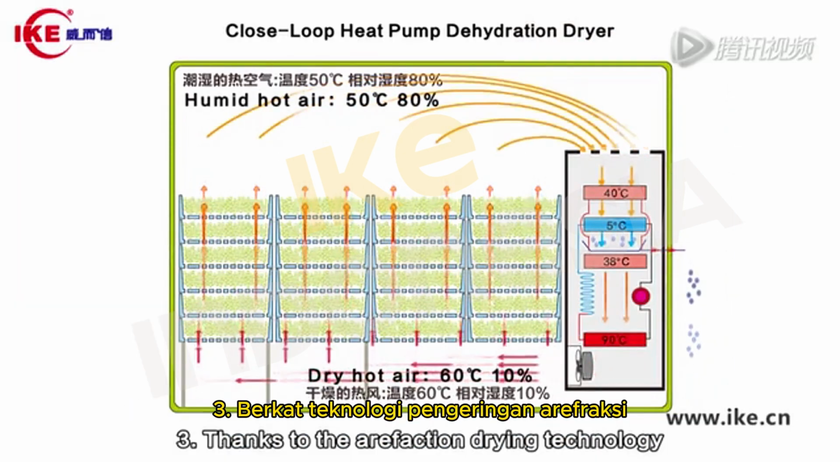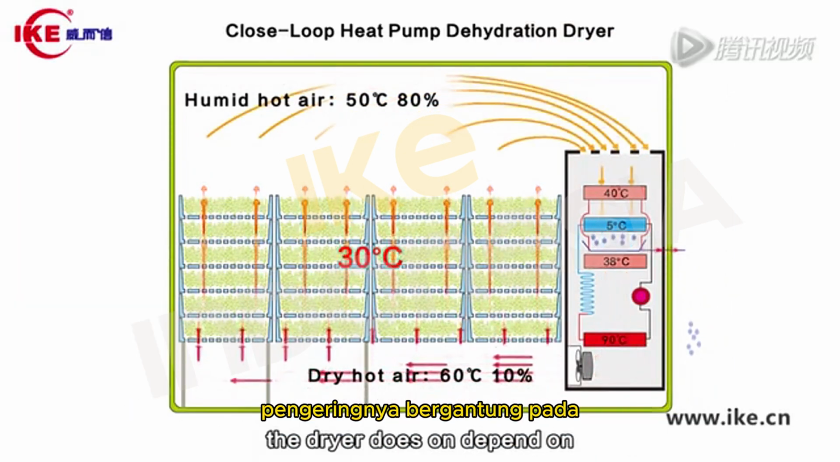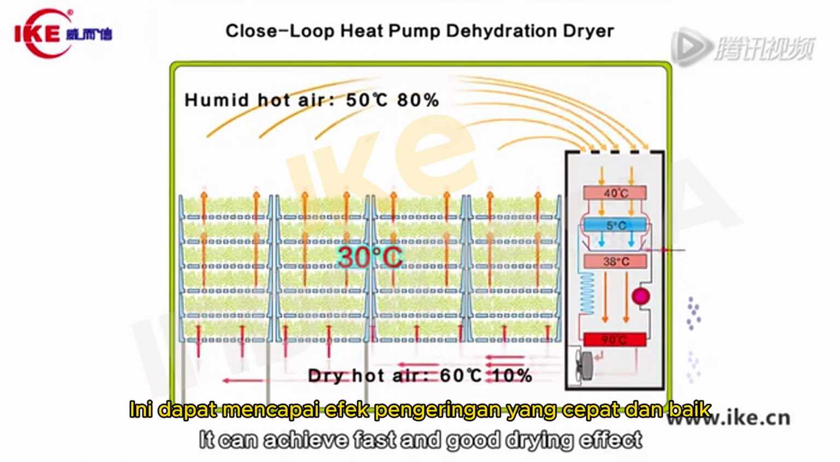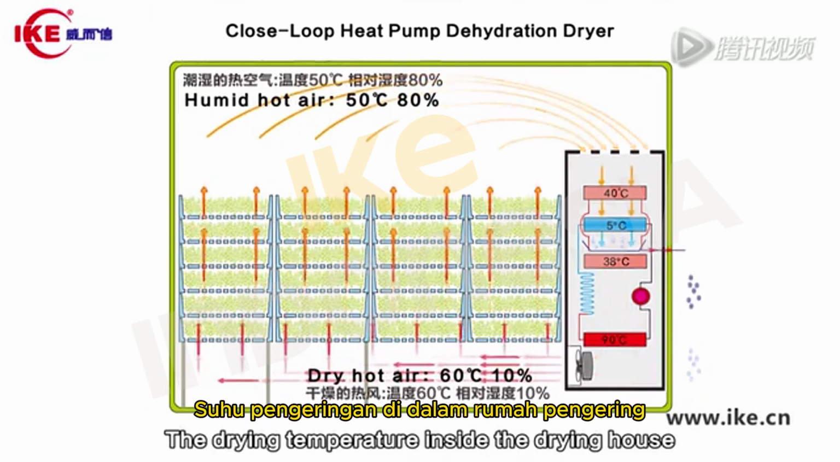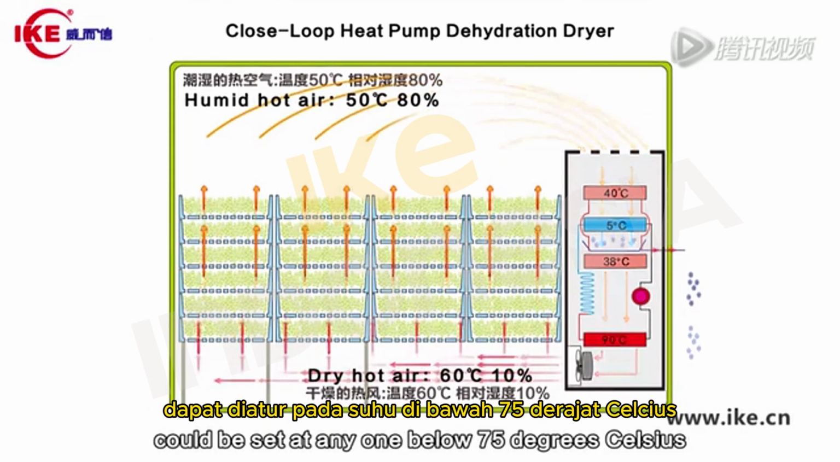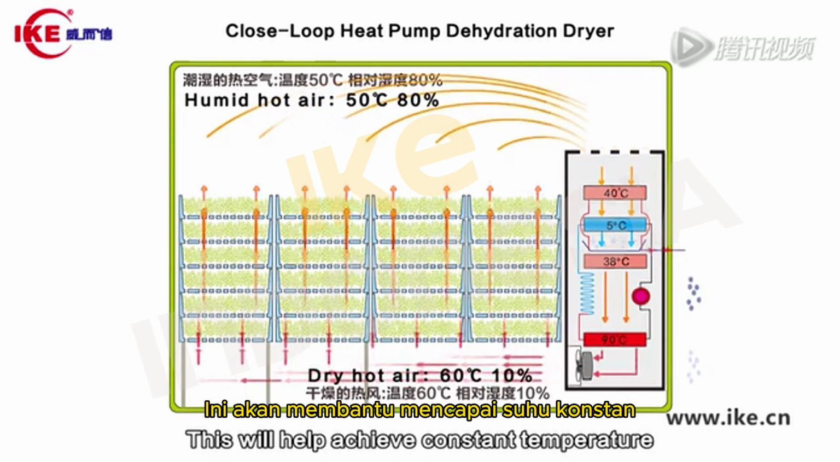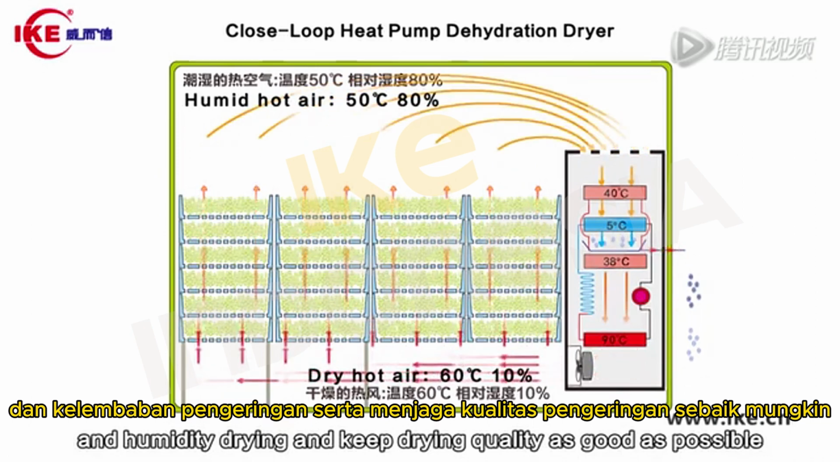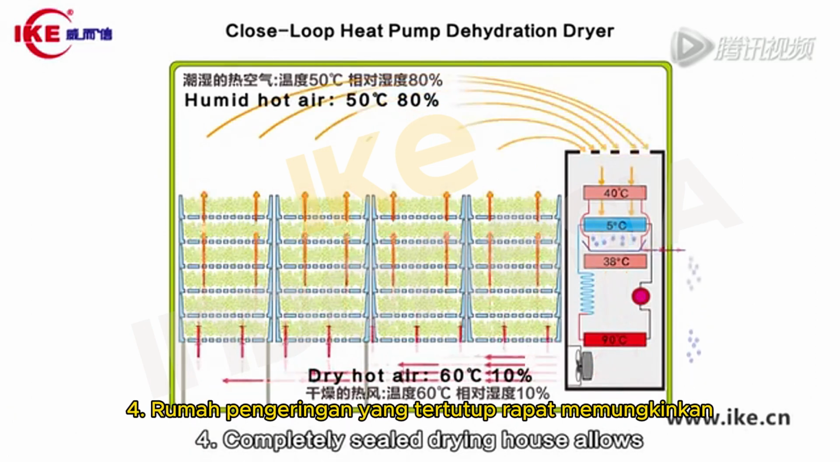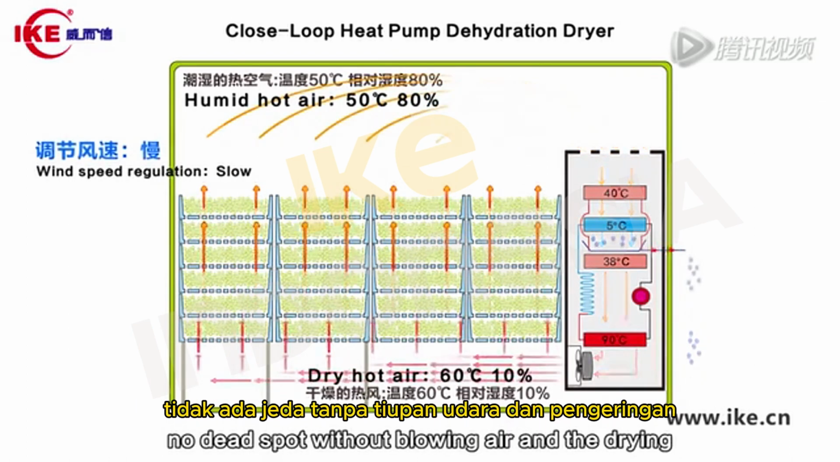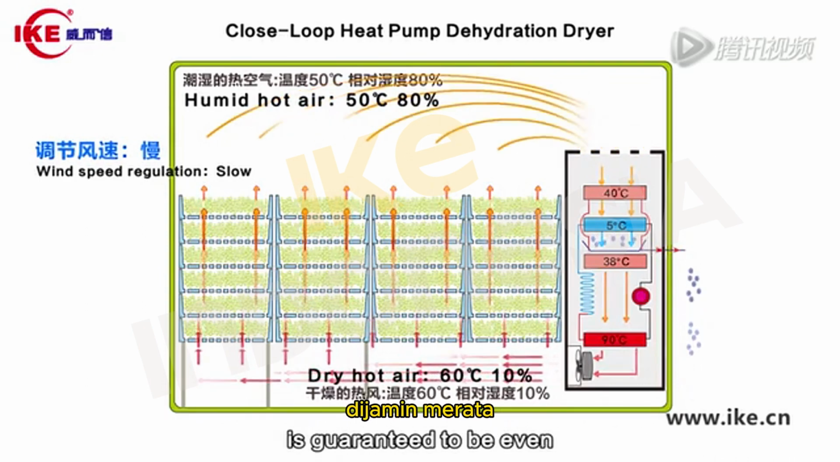Third, thanks to the aerofaction drying technology, the dryer doesn't depend on the surrounding temperature and humidity. It can achieve fast and good drying effect even in low temperature. The drying temperature inside the drying house could be set at any one below 75 degrees Celsius and the drying humidity could be set at any one between 10% and 99%. This will help achieve constant temperature and humidity drying and keep drying quality as good as possible. Fourth, the completely sealed drying house allows airflow to be controlled at will so that there will be no dead spot without blowing air and the drying is guaranteed to be even.